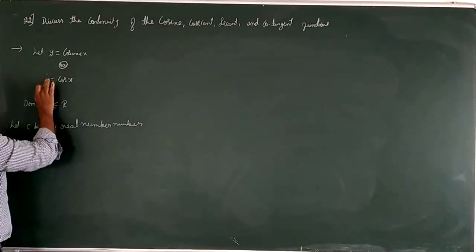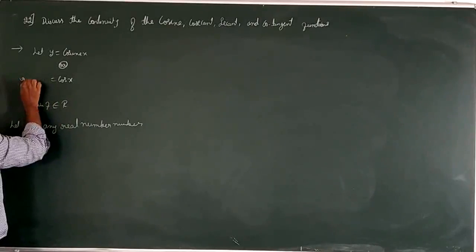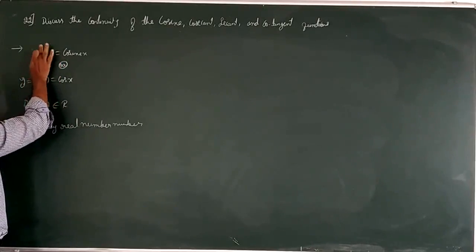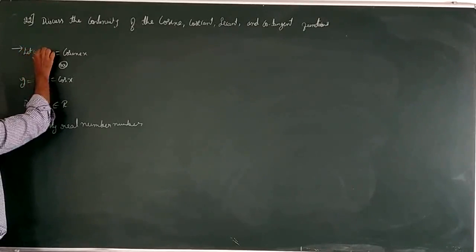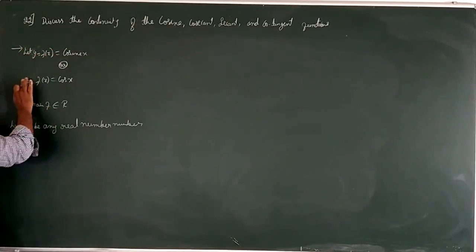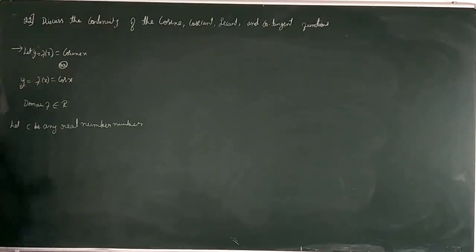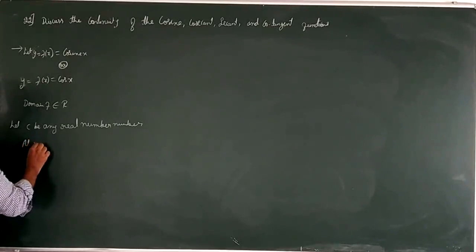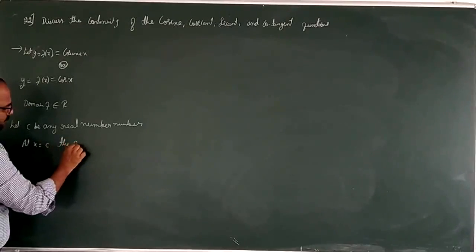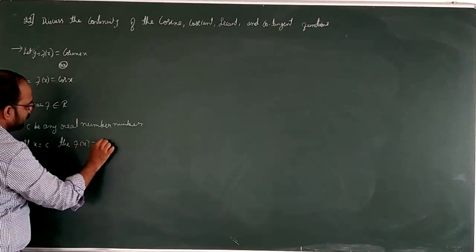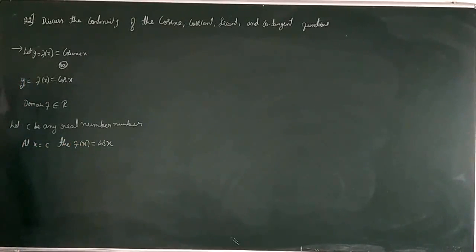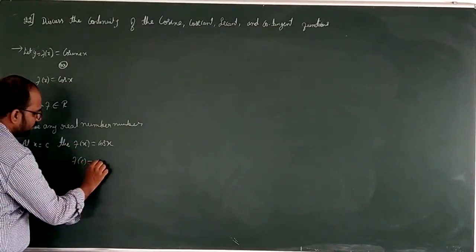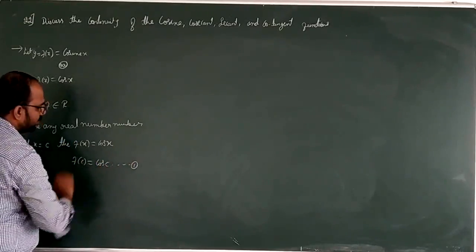Let y is equal to f of x. y or f of x, both are the same. Now at x is equal to c, f of x is equal to cos x. Substituting c, f of c is equal to cos c. Call it equation 1.